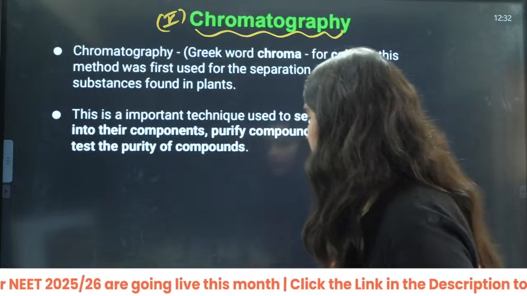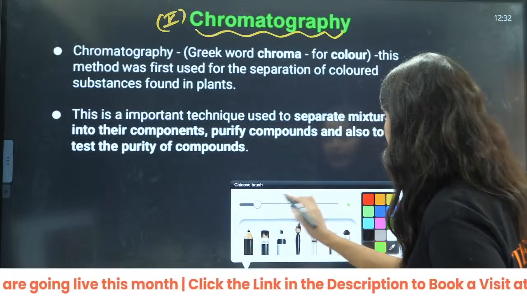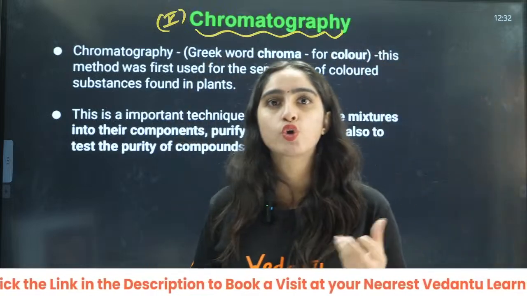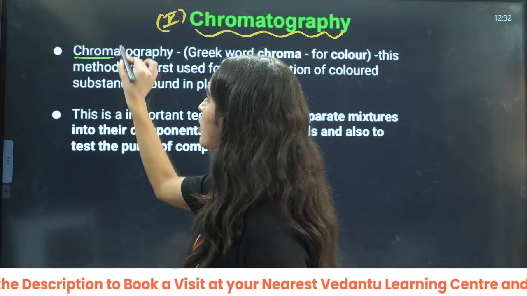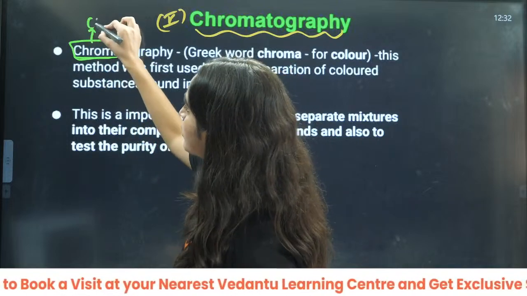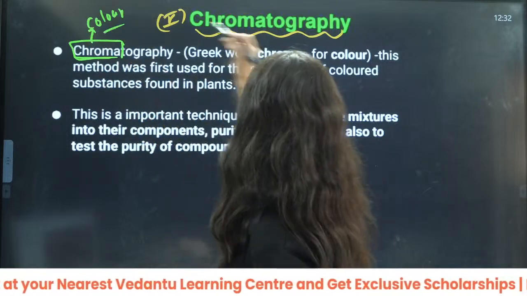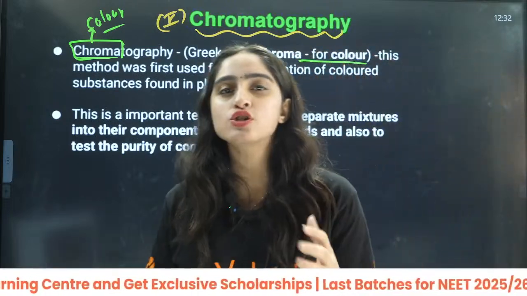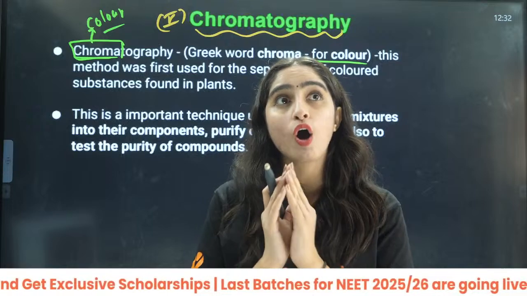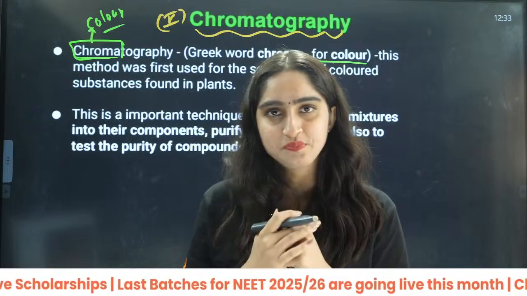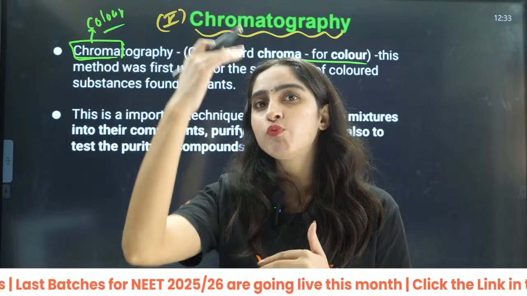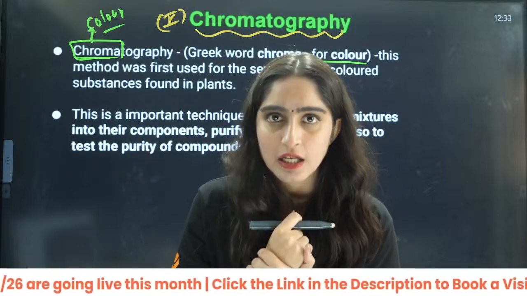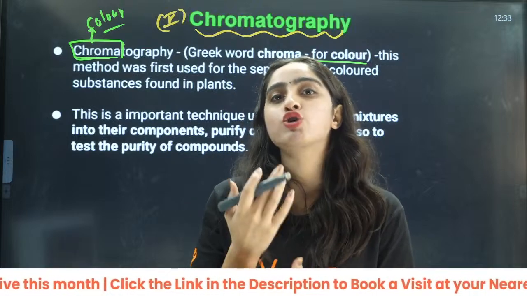Okay, chalo. Now let us do chromatography here. Chroma means color. Actually, initially it was adapted. Here it is written only. Chroma means color. So initially this chromatography was adapted because, for example, you have ink and you want to separate all the components of that ink. What you will do? You will use chromatography.